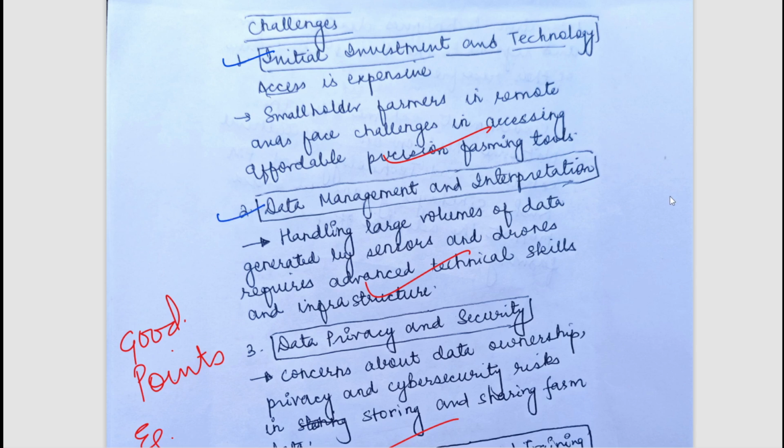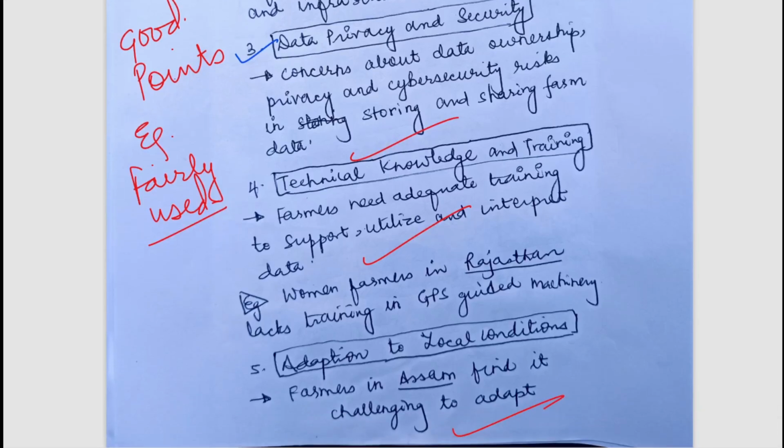Data management and interpretation. Most of the problem is that our farmers are not educated enough to use this kind of technology. So it is a major problem. They need to be educated. Awareness should be generated among them. There is a problem of data privacy and security also. There is a problem of technical knowledge and training, and adaptation to local conditions.